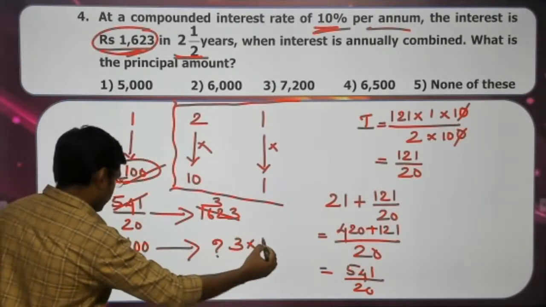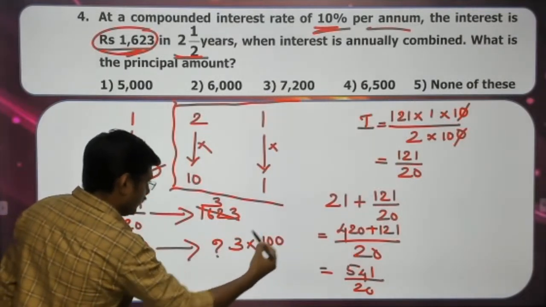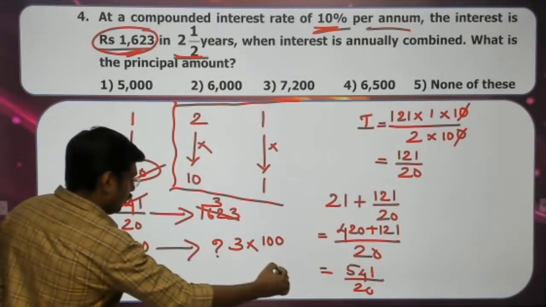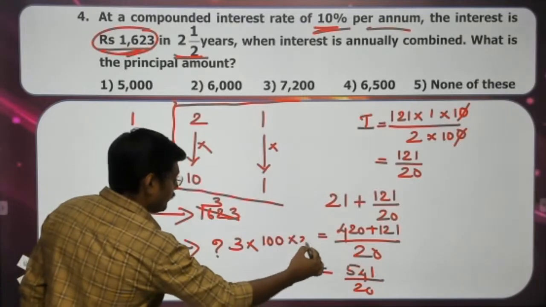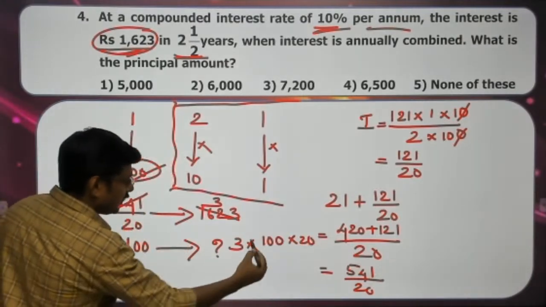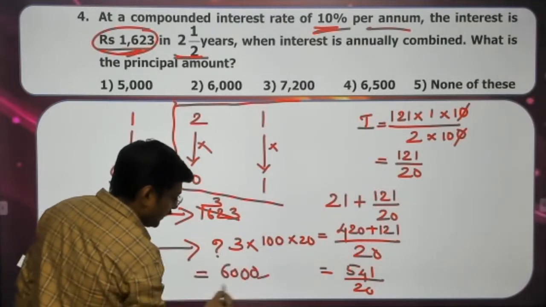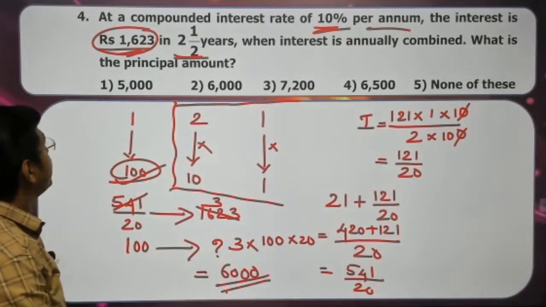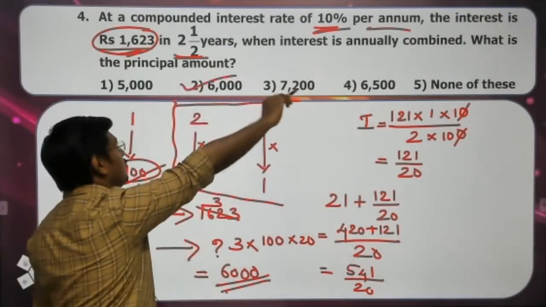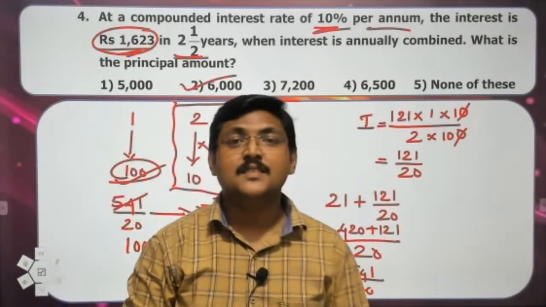100 divided by 1 into 20, so into 20. So we can say that it is 3 into 2, 6, 6 into 100. So finally the answer will be 6000. So for this question, the answer is option number 2, and the principal amount is rupees 6000.